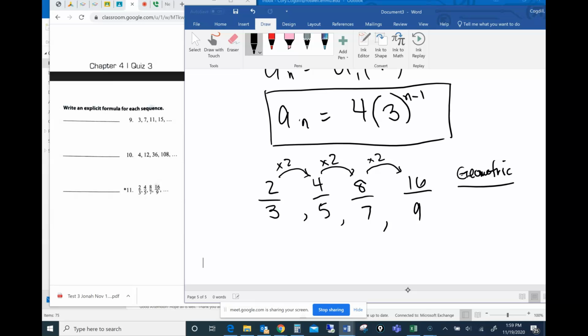Okay, now let's take a look at the bottom one. What do we see about what's going on with the bottom numbers? It's adding. Yep. And so is that geometric or arithmetic? Arithmetic.